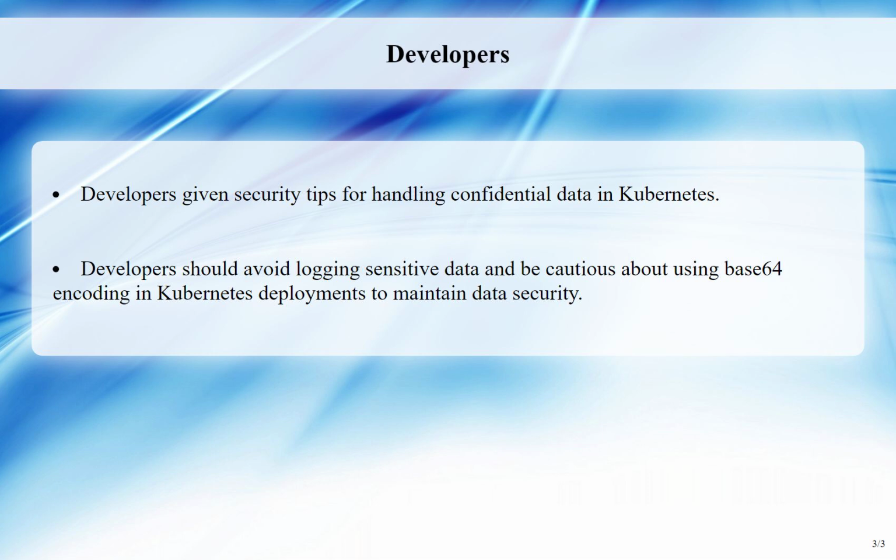Developers are advised against logging or transmitting secret data and to be cautious about using base 64 encoding as it does not provide encryption. Overall, these practices can help developers maintain the security of confidential data in Kubernetes deployments.